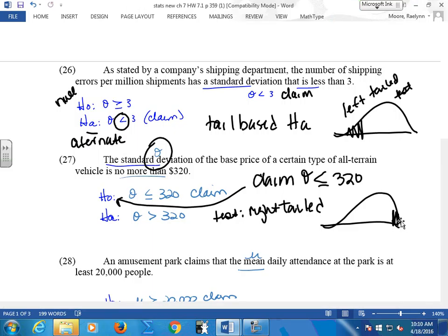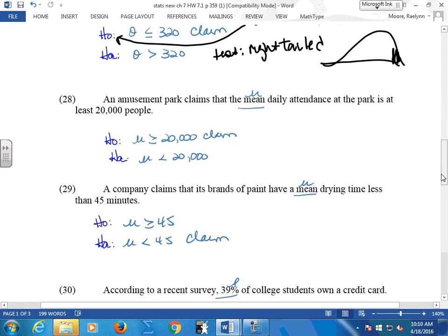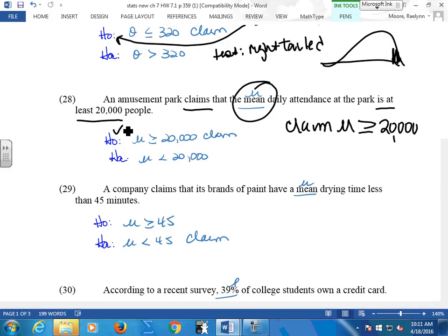Okay. This is a good time to throw the test part in there rather than just reading it out of the book. An amusement park claims that the mean daily attendance at a park is at least 20,000 people. So you write your claim first. The mean is at least, greater than or equal to 20,000. Since it has an equal sign, that's the H0. The HA, its complement, less than 20,000. So what tail test is this? A left tail test. It follows the HA.